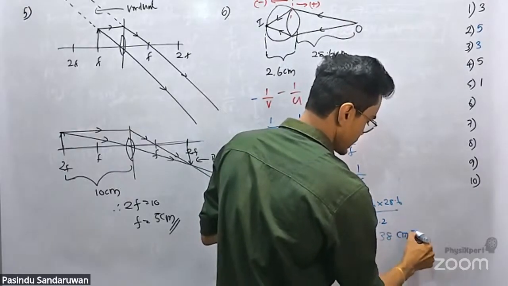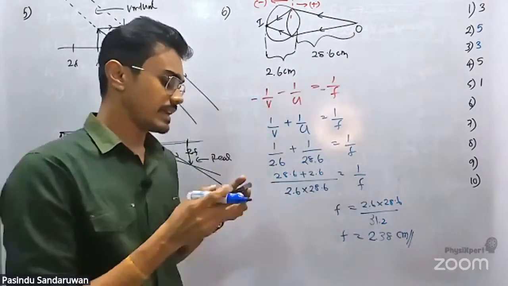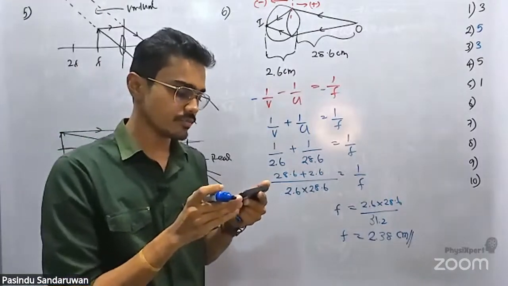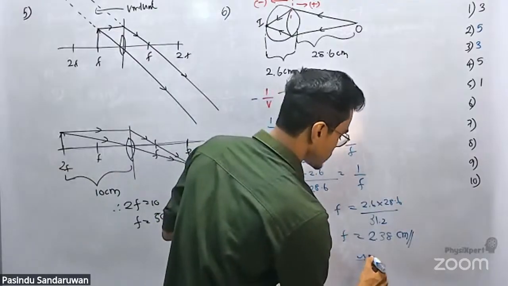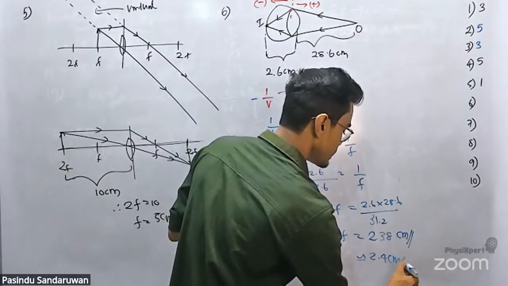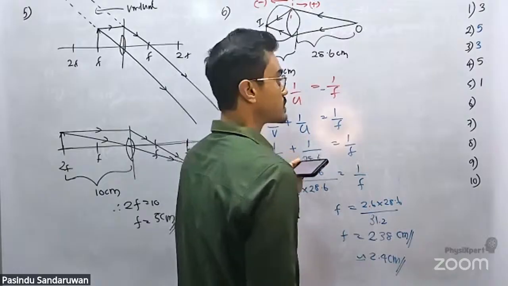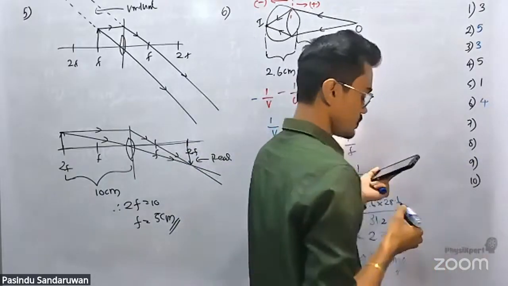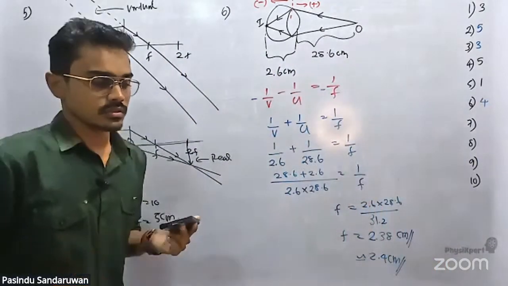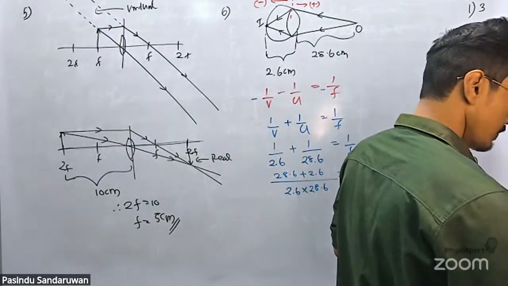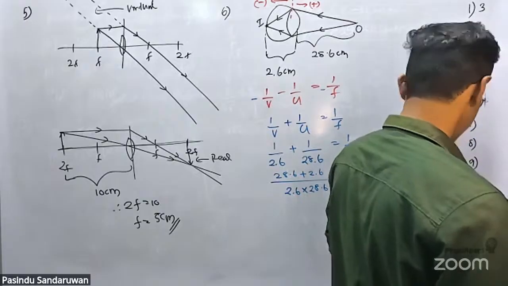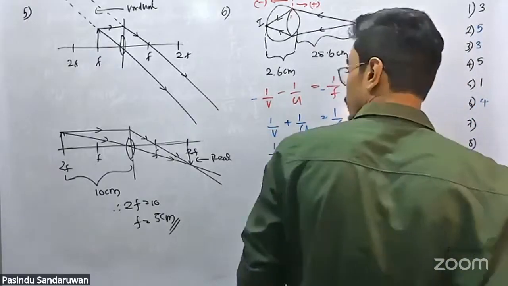2.38 centimeters. 2.38 is not given. 2.4 is given. The rounded answer is given, which means it is 2.4 centimeters. For 6, answer 4. If you simplify this, you will get 2.38, and in the answer sheet, 2.4 is given.